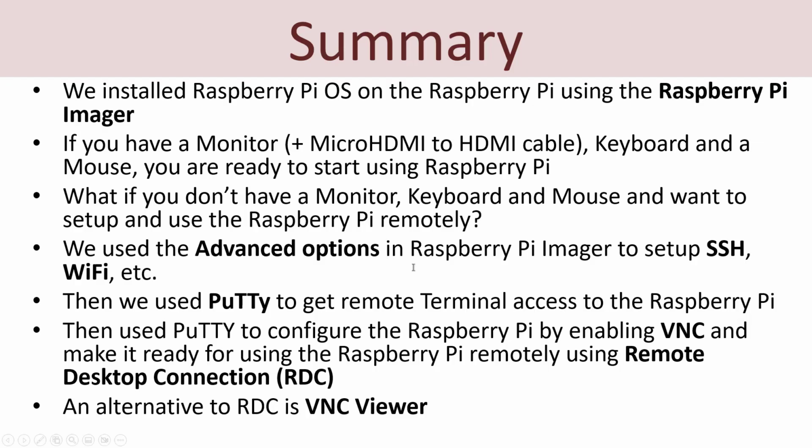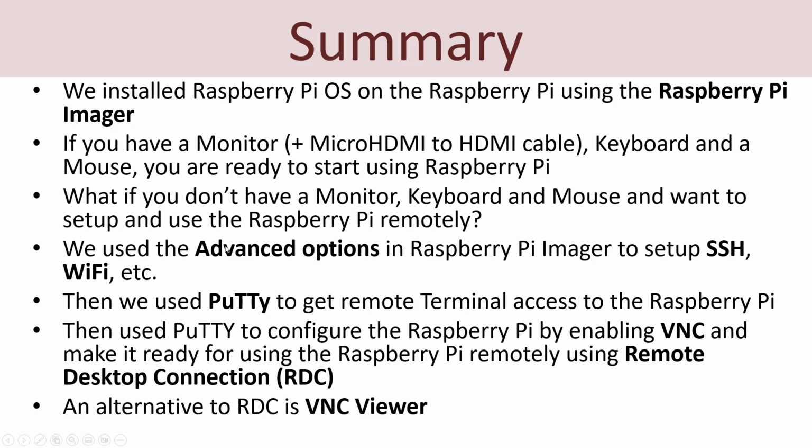So let's summarize this tutorial. So we started to install the Raspberry Pi operating system using this Raspberry Pi imager. Then we could plug in the micro SD card into the Raspberry Pi and plug in an external monitor, keyboard, mouse, and a power supply, and then we could be ready to start using the Raspberry Pi. But assume that you don't have a monitor, you don't have a keyboard or a mouse. How can we set up and get remote access to the Raspberry Pi?